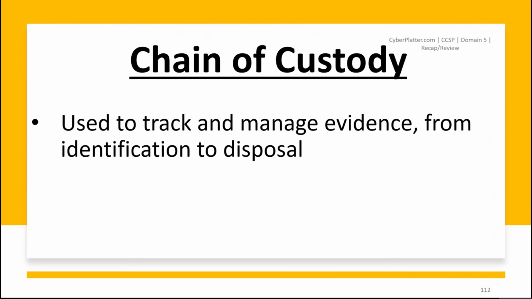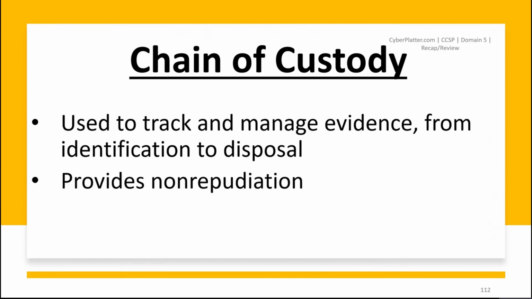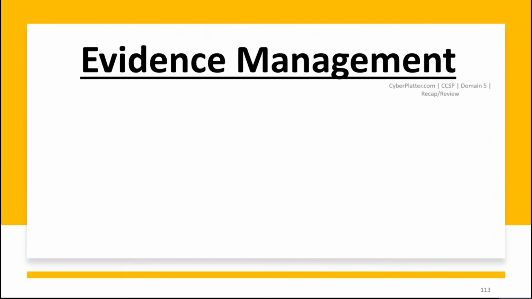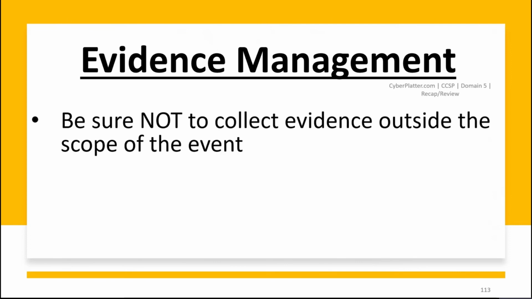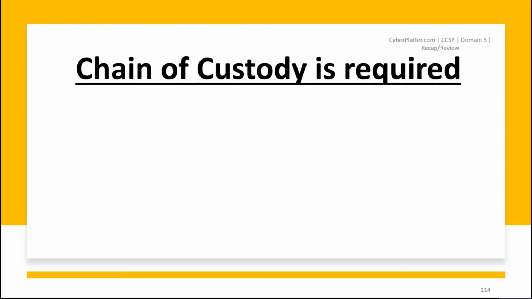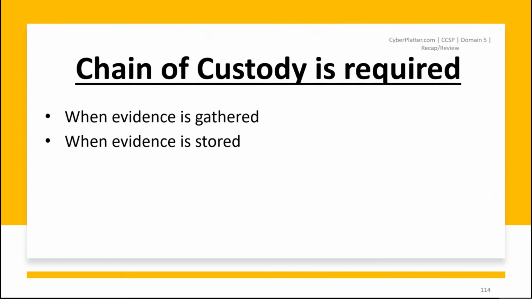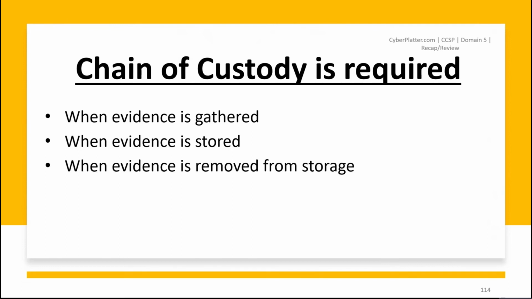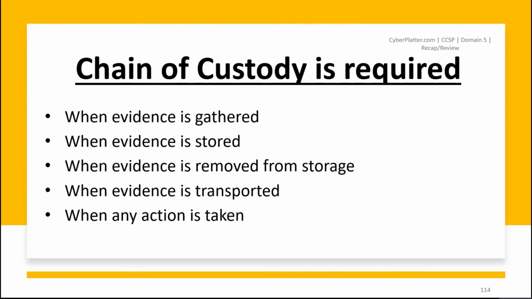Chain of custody. Used to track and manage evidence from identification to disposal. Provides non-repudiation. Evidence management: be sure not to collect evidence outside the scope of the event. Never work from the original data, always work from a copy. Chain of custody is required when evidence is gathered, when evidence is stored, when evidence is removed from storage, when evidence is transported, when any action is taken, when evidence is analyzed.